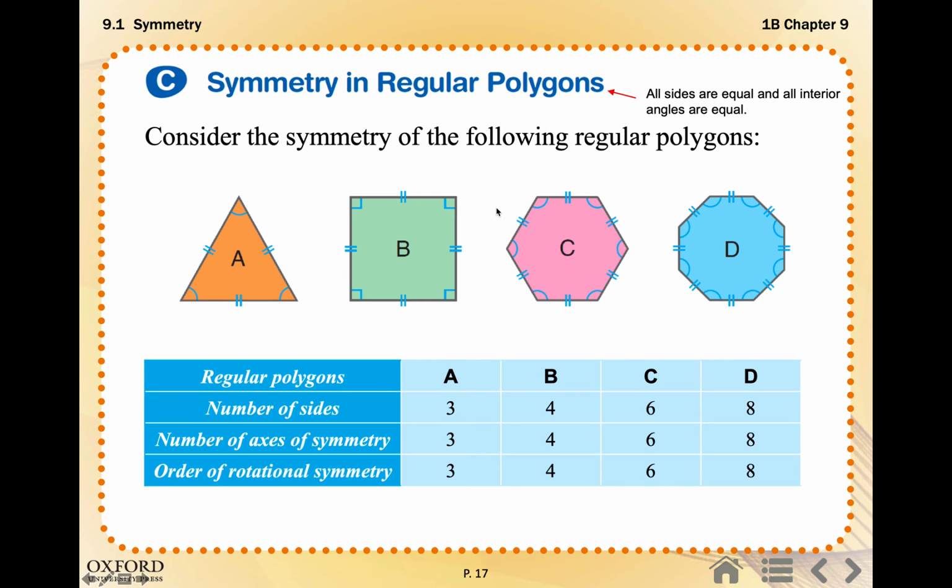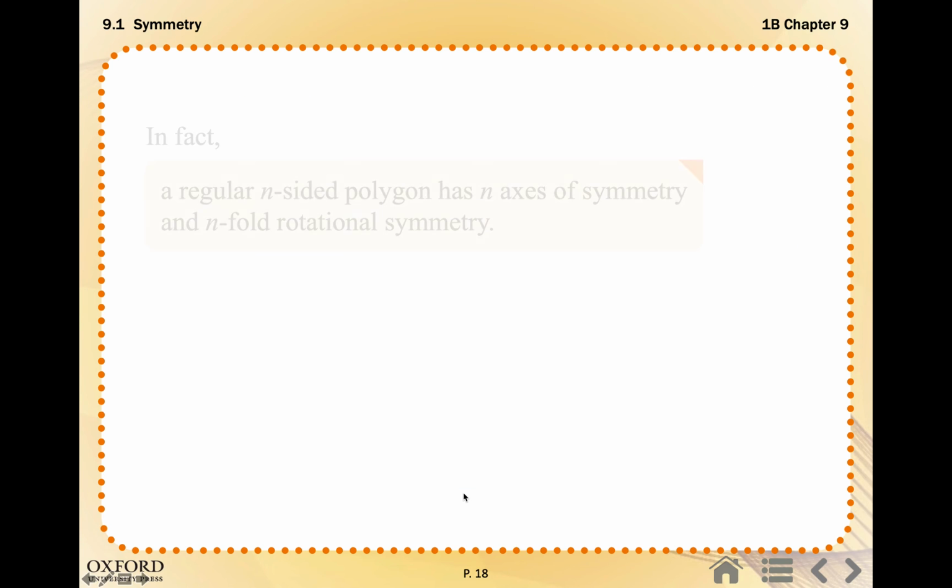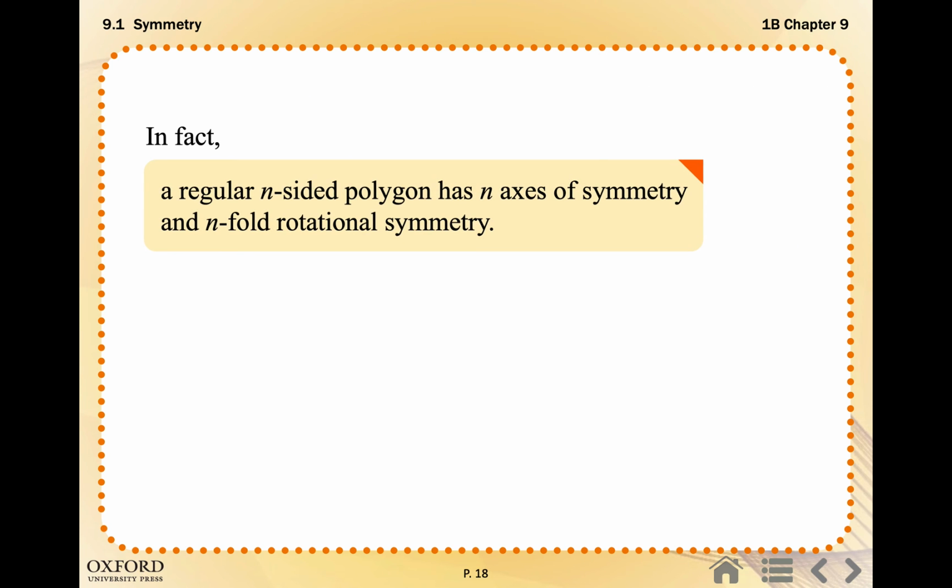So there are some special cases here. Just want to remind you about some special cases, for example, the regular polygons. Just need to count the number of sides. Then we know the number of axes of symmetry and the order of rotational symmetry. That's why this is the conclusion about the regular polygon: a regular n-sided polygon has n axes of symmetry and n-fold rotational symmetry. So I think the symmetry part is not difficult.